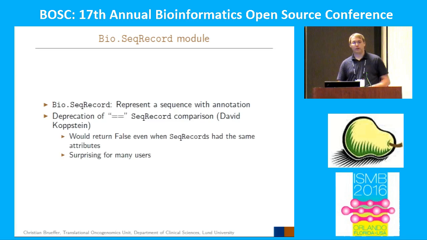So even when you have two SeqRecords with completely identical attributes, you would get False on that comparison, which is maybe not the smartest thing. So we deprecated that. You get an exception if you use it. Although we discovered yesterday that apparently there are a few side effects that we have to document better.